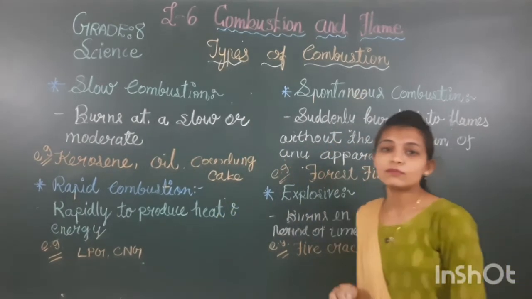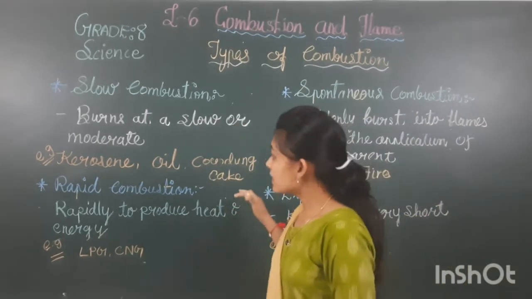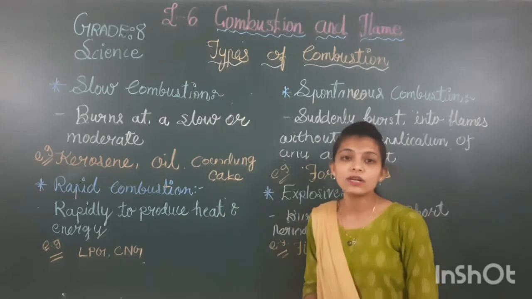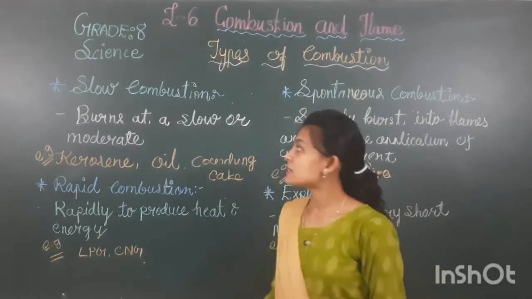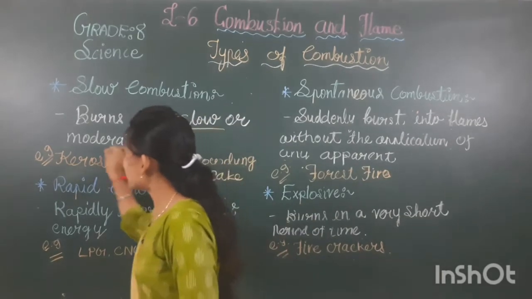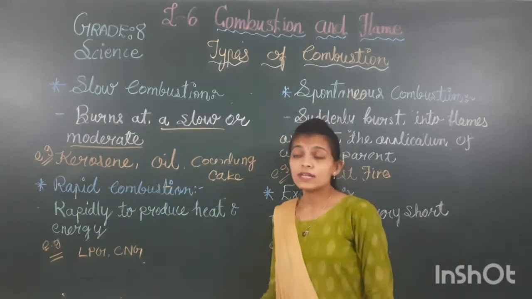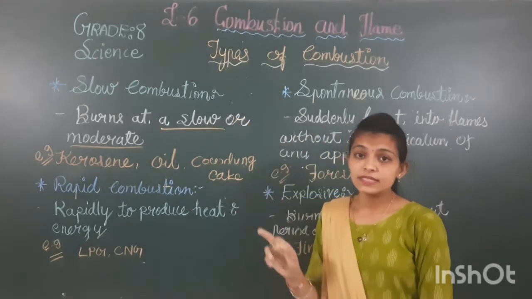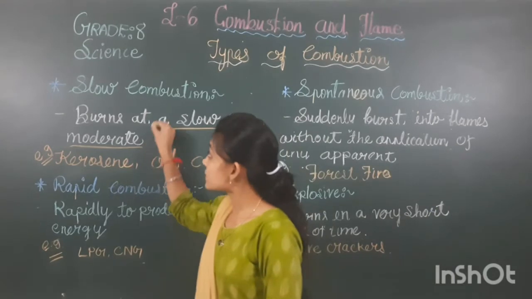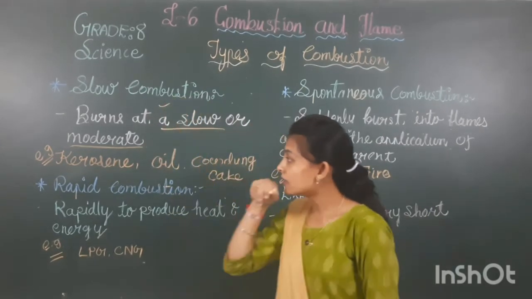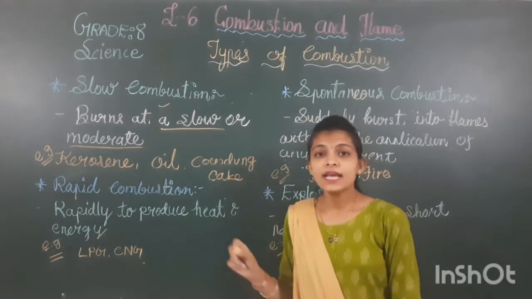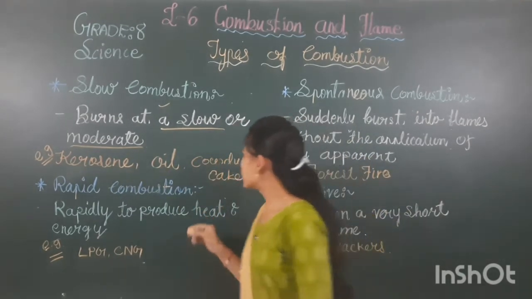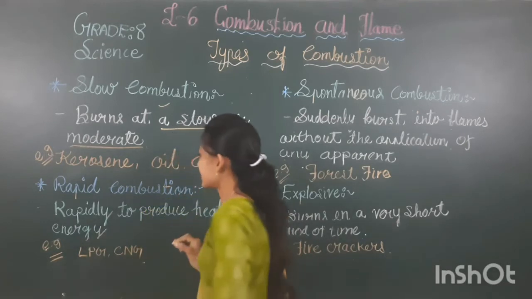Now what is slow combustion? Let's see one by one the 4 types of combustion. First is the slow combustion. What is slow combustion? That means the substance which burns at a slow or a moderate speed. This combustion is known as a slow combustion. Example of slow combustion is kerosene, oil, and cow dung cake.